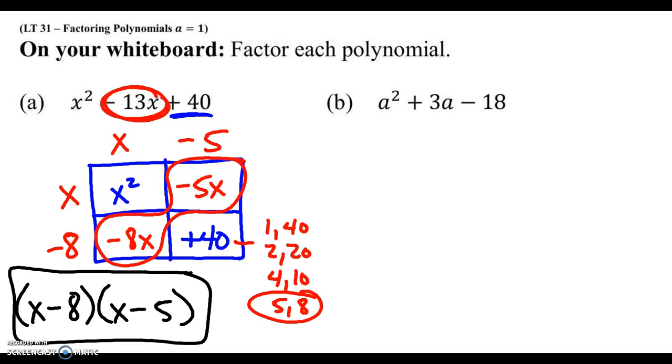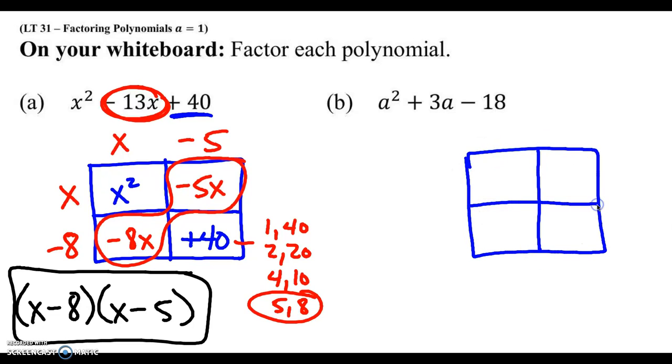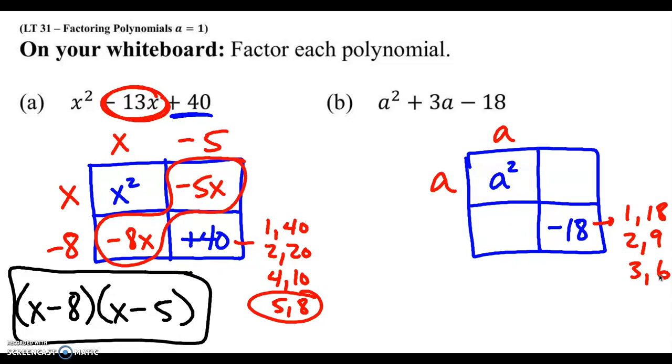Let's do a squared plus 3a minus 18. Well, in my box, I know where a squared belongs. I know where the negative 18's got to go. I believe I can tell you that I know this has to be a times a to get a squared. If you need to list out the factors of 18, you can. I've got 1 and 18. I've got 2 and 9. I've got 3 and 6, and I believe that's the whole set.